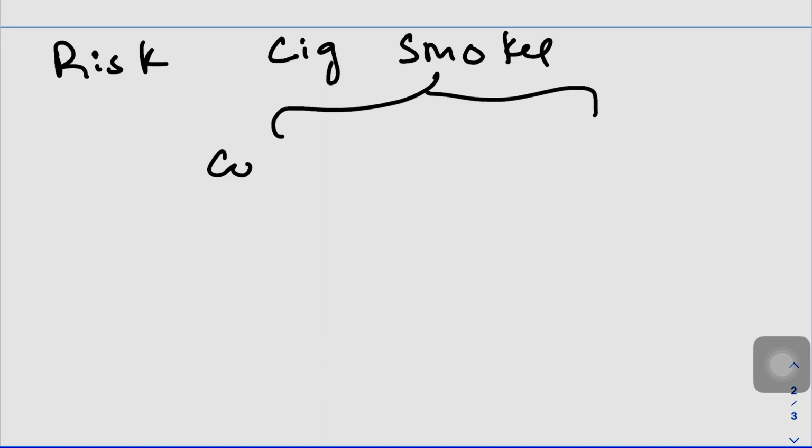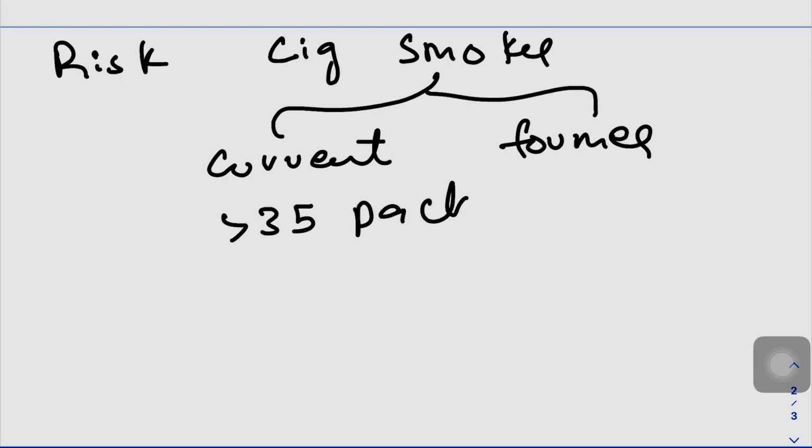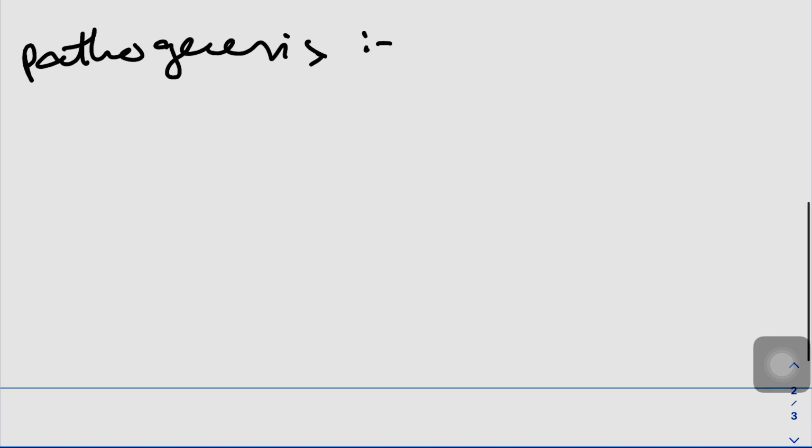So what are the risk factors behind that? The risk factors are cigarette smoking. It could be current cigarette smoker or former cigarette smoker, usually more than 35 packs per year history. Now comes to pathogenesis. The exact pathogenesis of RB or RB-ILD is not known, but since there is improvement in disease post cigarette cessation, consideration is that it is smoking related.